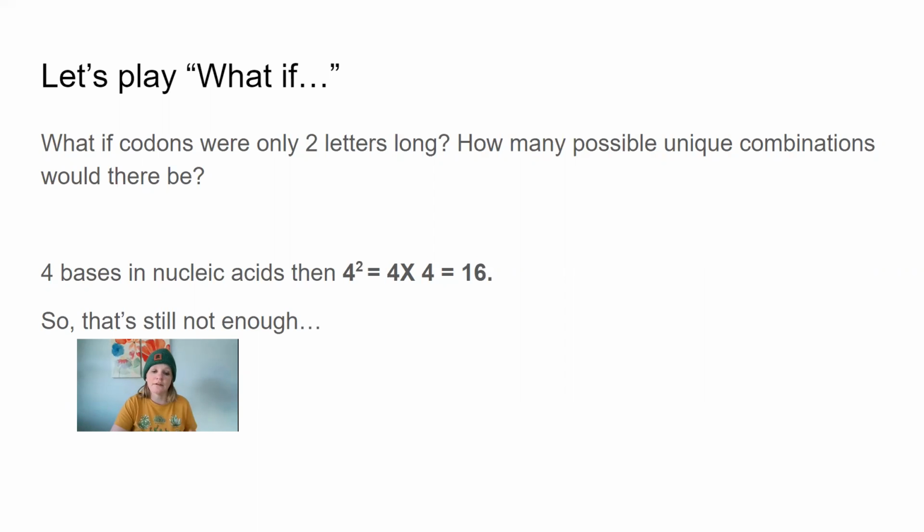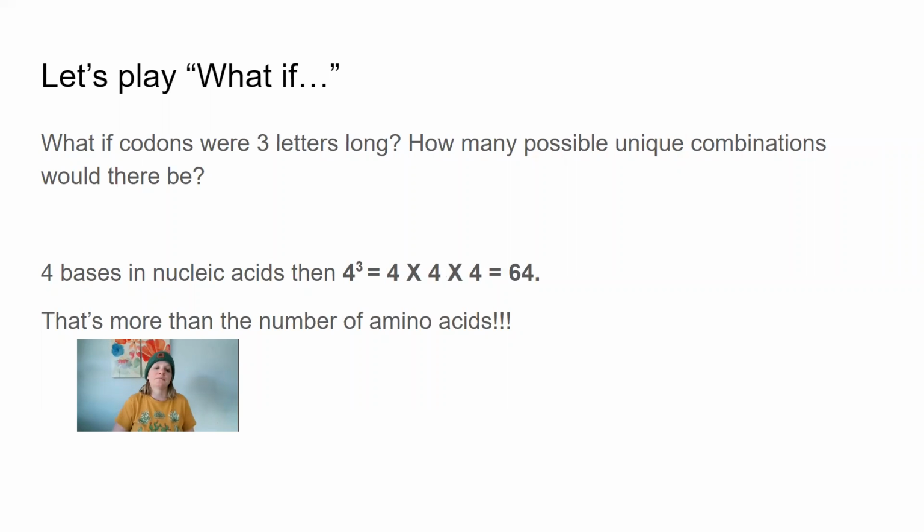So we really have to go and look at it. If it's 3 letters long, then we can say, all right, 4 to the third power is 4 times 4 times 4, which is 64. Boom, there we go. That's more than the number of amino acids that we have. And so that is the minimum. That's the shortest that the codons could possibly be in order to have a unique combination for each amino acid.